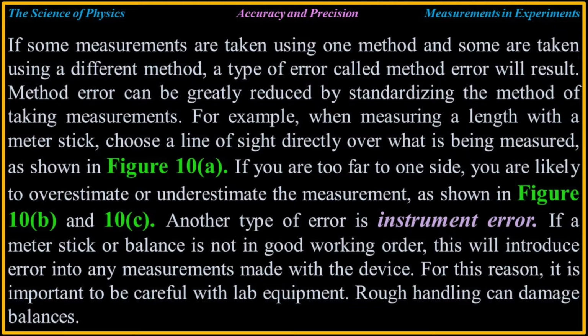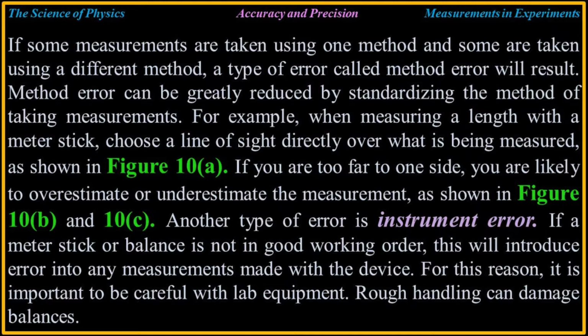If some measurements are taken using one method and some are taken using a different method, a type of error called method error will result. Method error can be greatly reduced by standardizing the method of taking measurements. For example, when measuring a length with a meter stick, choose a line of sight directly over what is being measured, as shown in figure 10a.